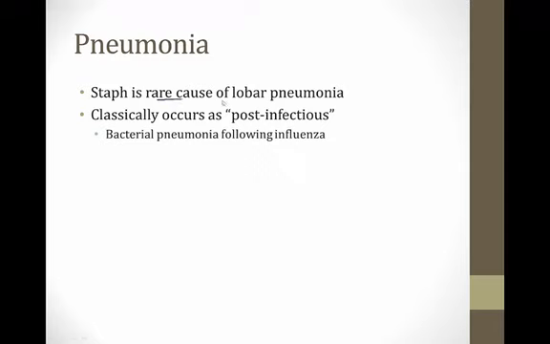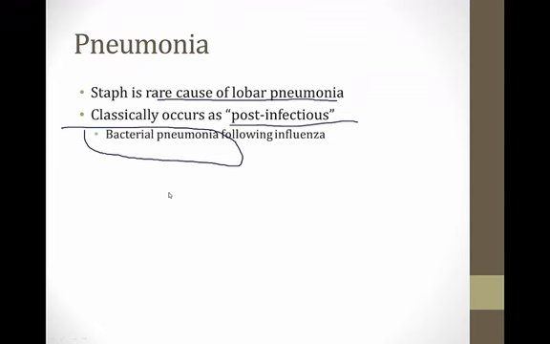Staph aureus is a rare cause of lobar pneumonia. I talk about this in a little more detail in the pneumonia module in the pulmonary section. It classically occurs as a post-infectious pneumonia. So somebody will get the influenza virus and then recover from the influenza virus, but then their recovery will be interrupted by another infection caused by bacteria, and that's classically a Staph aureus lobar pneumonia.